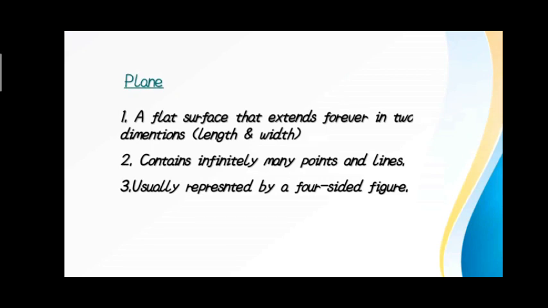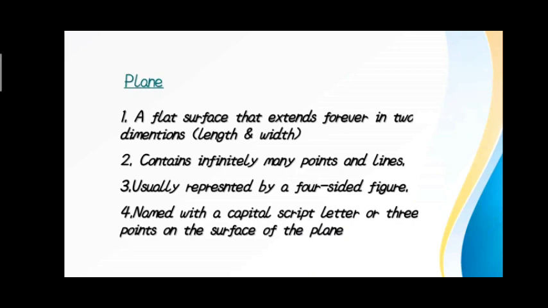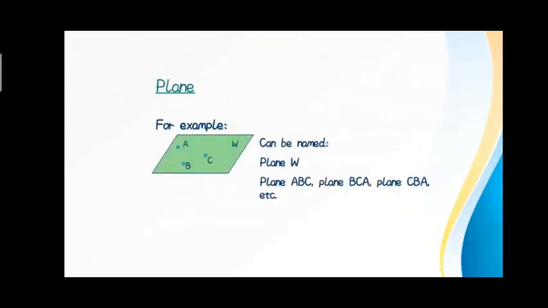Third, it is usually represented by a four-sided figure. And fourth, we name a plane with a capital script letter or three points on the surface of the plane. Let's understand this in the next slide. For example, this is a plane and we have three points on it, A, B, C, and W at the corner. So how can we name it? Either you write plane W, or if you want to use points, you can use plane ABC, plane BCA or plane CBA.